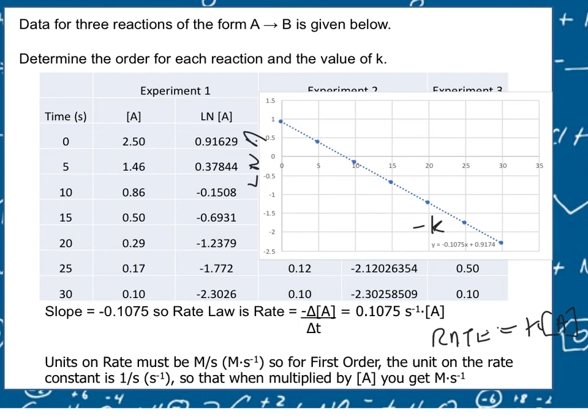The units, again, have to be moles per second. So that means for first order, the units on the rate constant are just per second, 1 over second, second to the minus 1. That way, when I multiply that by A, I get my moles per second. So first order, per seconds.